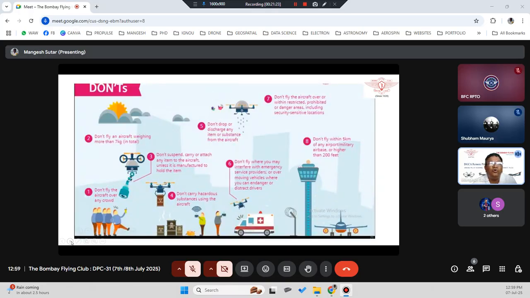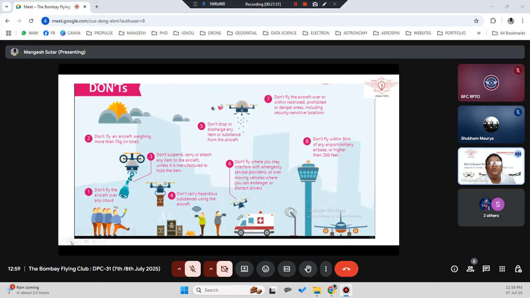So the don'ts: don't fly the aircraft over any crowd. Don't fly an aircraft weighing more than 2 kg. For us, this is a very generic do's and don'ts slide based on the US segment. That's why it is mentioning 7 kg. For us, it is 2 kg, because beyond that 2 kg we require a license. Within 2 kg we can fly without a license also.